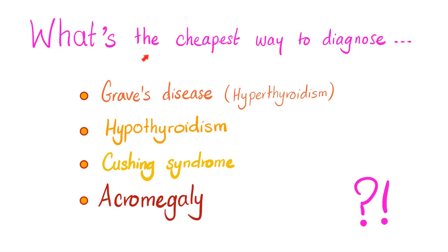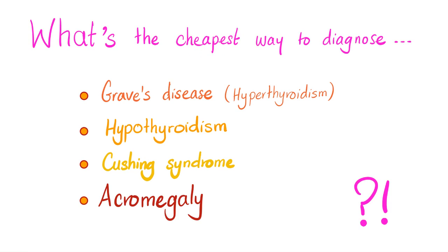Now let's start with some enticing questions. What is the cheapest way to diagnose Graves' disease? What's the cheapest way to diagnose hypothyroidism, Cushing's syndrome, acromegaly? Oh, that's easy, Medicosis. I can measure the TSH, T3, and T4, do a thyroid scan, ultrasound, etc. No, that's not the cheapest.